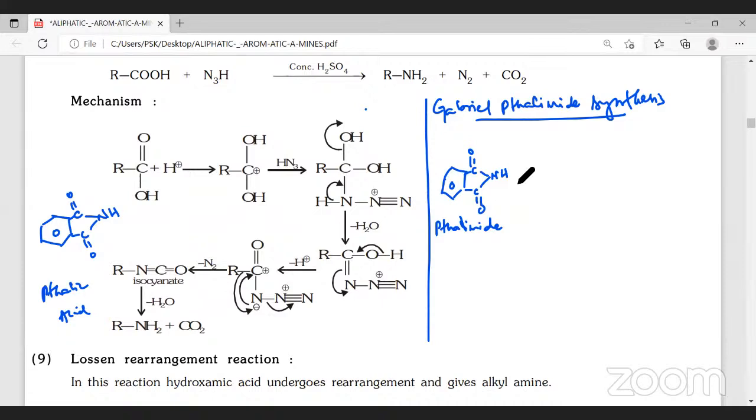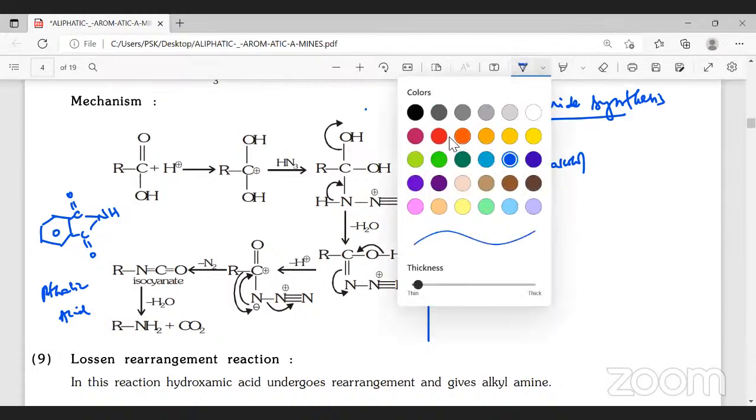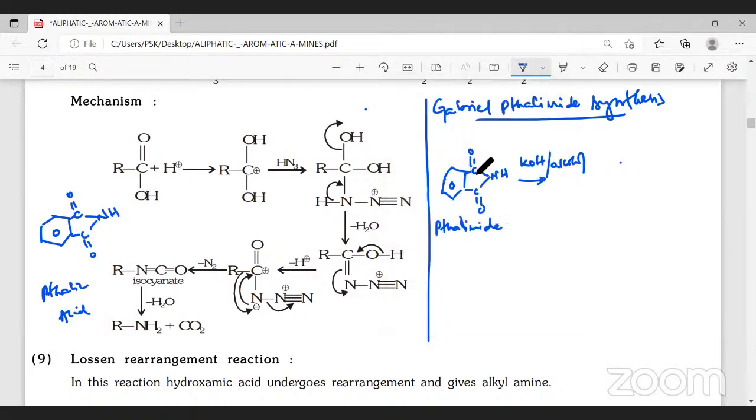This phthalimide, when it's allowed to react with alcoholic potash, potassium hydroxide in alcohol, what happens is, now you can observe this. This is only for our understanding. This OH and this H get eliminated as water. In place of H, K goes. So you get potassium phthalimide.